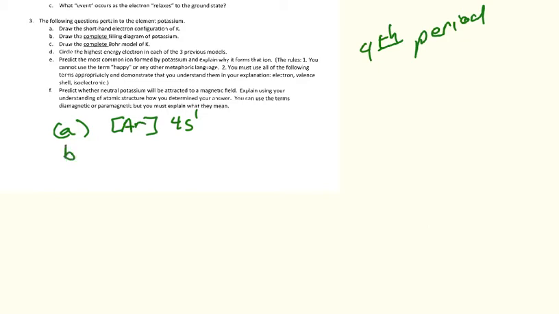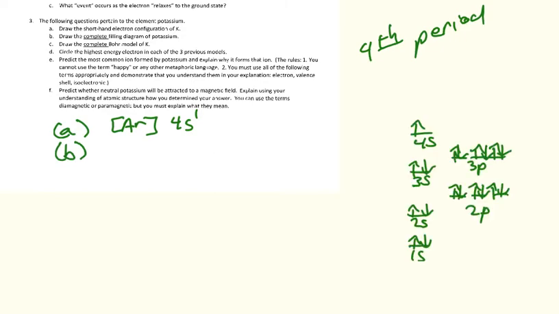B, draw the complete filling diagram for potassium. If you're going to do a complete one, then it's going to be something that looks a little bit like this. Alright, there we go. And yes, you need to be able to do this solely from the periodic table. If you're having troubles doing that, you definitely need to come in and see me during academic support to find out how to do that.